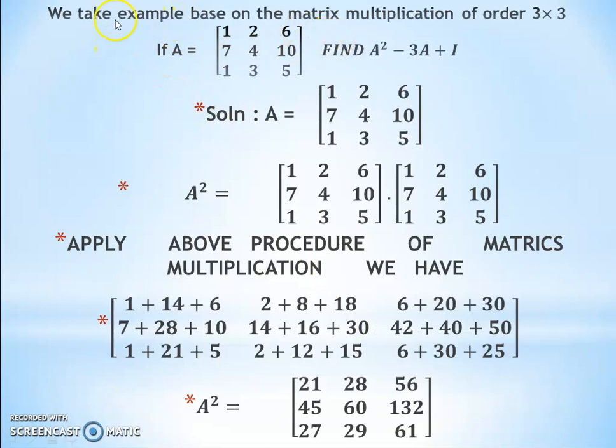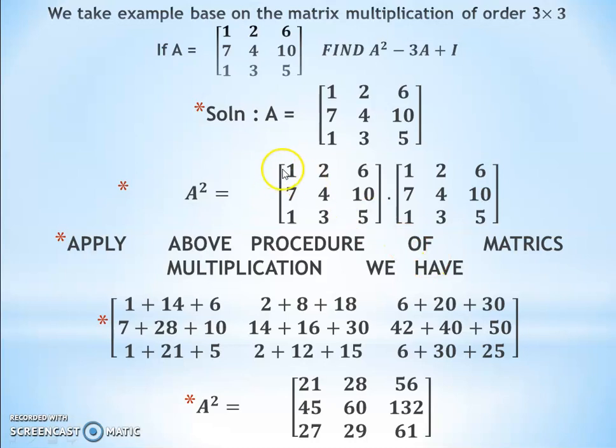Now we take another example based on matrix multiplication of order 3 by 3. They have given A equal to 1, 2, 6, 7, 4, 10, 1, 3, 5. We have to find A square minus 3A plus I, where I is the identity matrix. We must remember that it is 3 by 3 order. A square means A into A, so we have to multiply the matrix with the same matrix again. How is it possible?